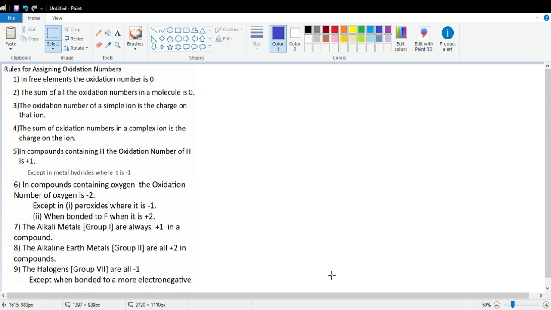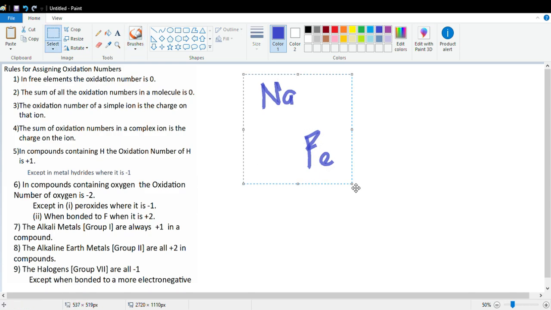Number one, free elements: the oxidation number is 0. Free elements are unbonded elements, so for example that could be sodium and iron. When they exist on their own, they are free elements and the oxidation number is 0. Rule number two, the sum of oxidation numbers in a molecule equals 0.